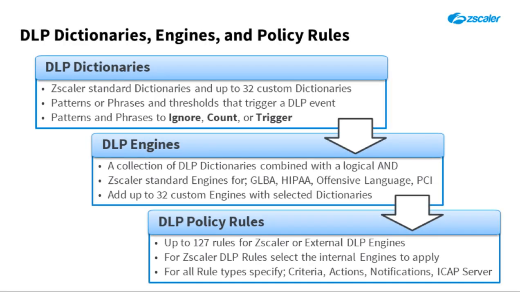Having defined any custom DLP dictionaries and/or engines on the Zscaler platform, you can refer to the engines in a Zscaler DLP engine policy rule. This then allows you to detect matching data patterns, allow or block the transactions containing them, and notify your organization's auditor as required. Plus, if you have an on-premise DLP solution, you can also forward content to it using secure ICAP, so that external DLP engines can perform further analysis of the data.